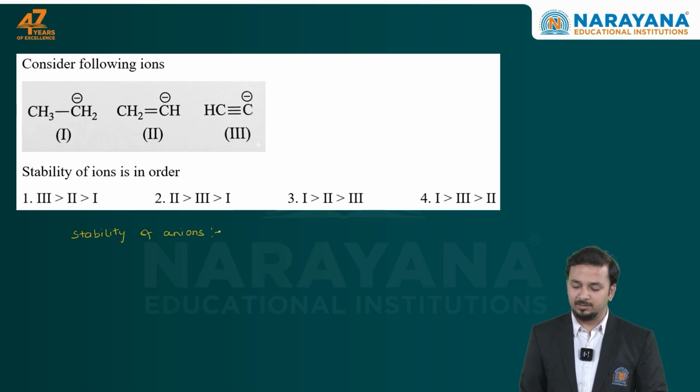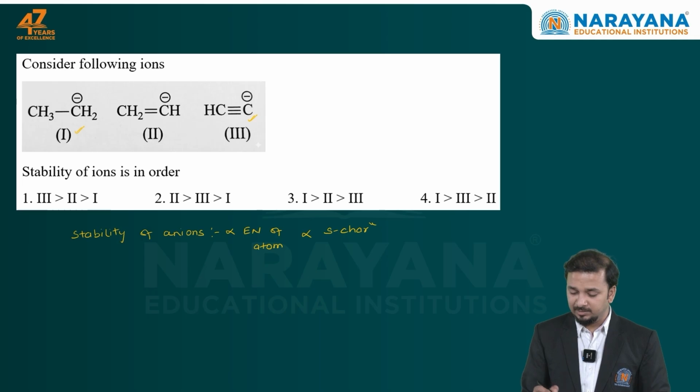More S character is present in third compound, and least S character is present in first compound. So we can write stability of anions is directly proportional to electronegativity of atom, which ultimately is proportional to S character. So we can say more S character, there will be more stability, and because of that 3 will be maximum stable, then it will be 2, then it will be 1.